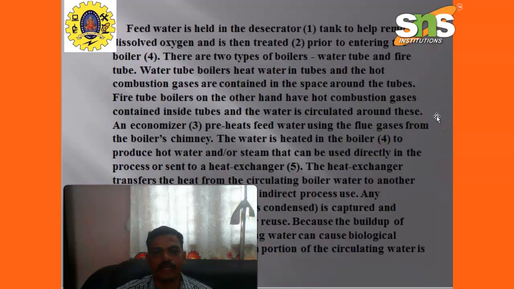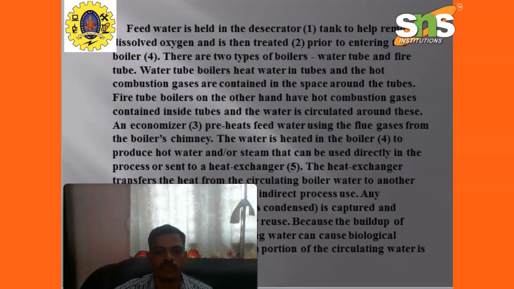The feed water held in the deaerator tank helps to remove dissolved oxygen and is then treated prior to entering the boiler. There are two types of boiler, water tube and fire tube. The water tube boiler heats water in the tubes and hot combustion gases are contained in the spaces around the tubes. The fire tube boiler, on the other hand, has hot combustion gases contained inside the tubes and the water circulated around them. Economizers preheat feed water using flue gases from the boiler chimney. The water is heated in the boiler.